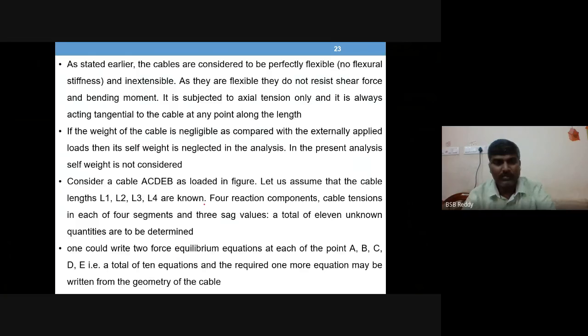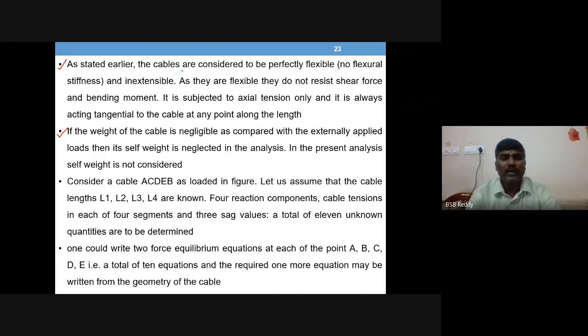So, cable subjected to concentrated loads. How are we able to solve cables subjected to concentrated loads? Let us see that. We will first see these two statements, then move on to the analysis parts. Again, just a repetition to characterize the cable once again.